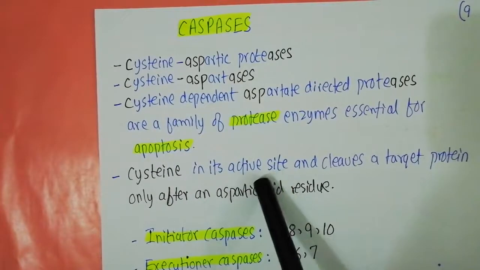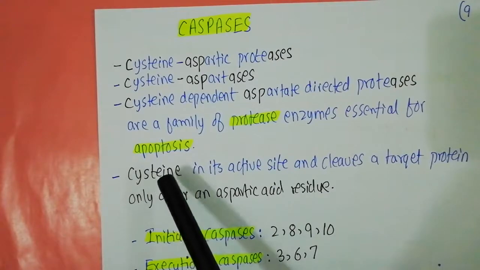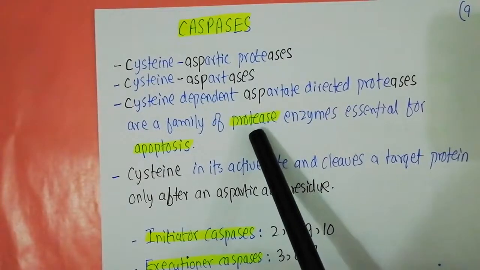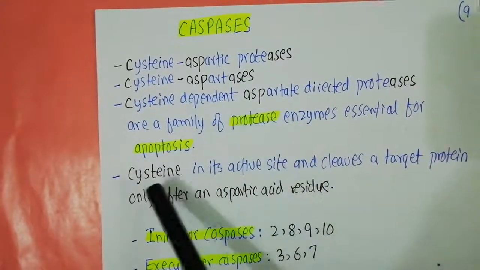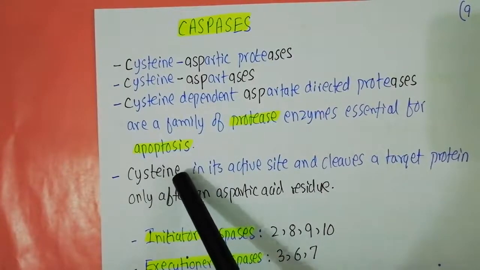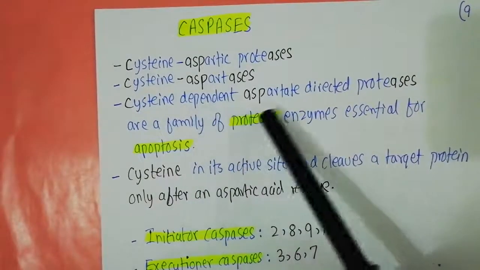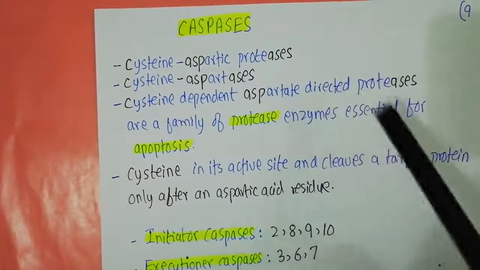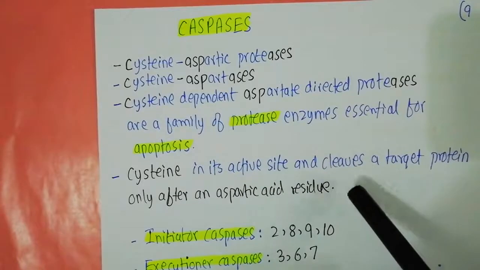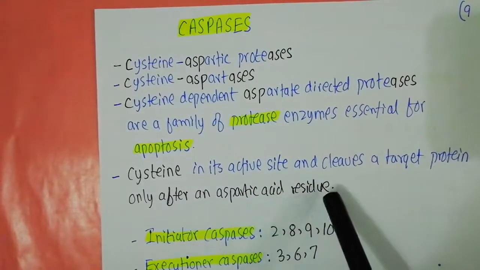If you look at the active site of these caspases, they have this cysteine amino acid, and this cysteine amino acid in the active site of these proteases is essential for its activity. That means that if there is any mutation at this particular site, the caspases usually do not function normally. Therefore, we say that they are cysteine dependent. Aspartate directed means that if you look at the cleavage site of these caspases, they cleave a target protein only after an aspartic acid residue.